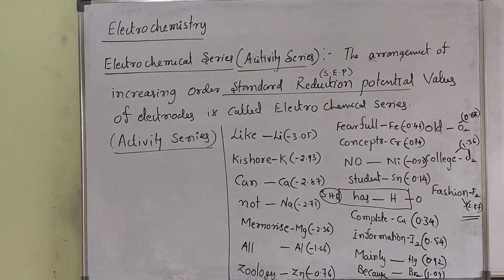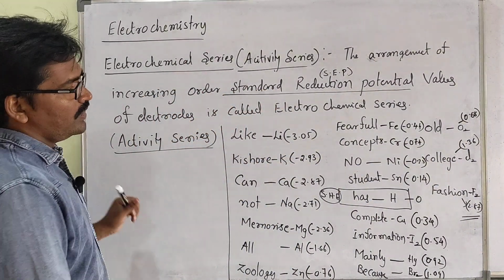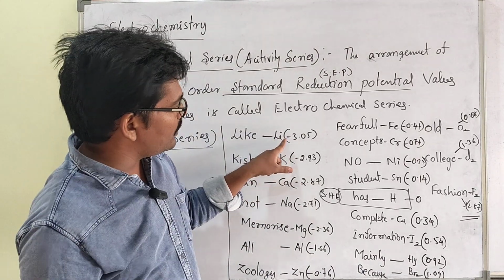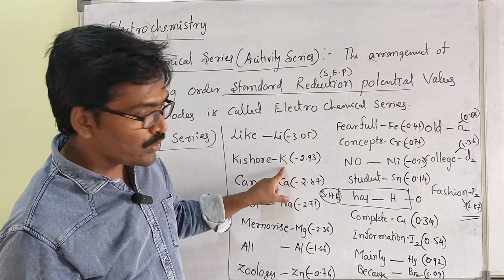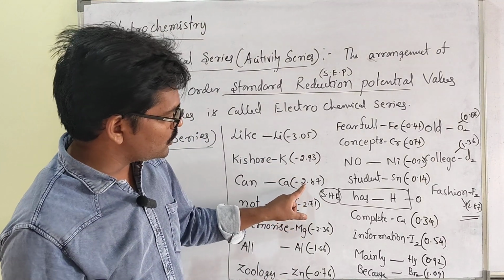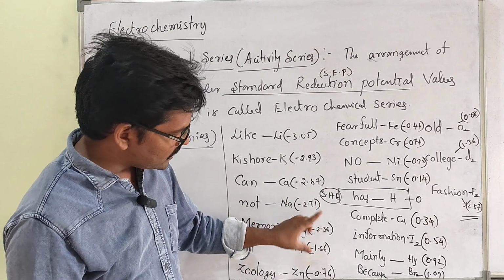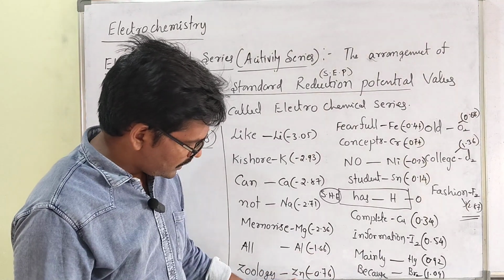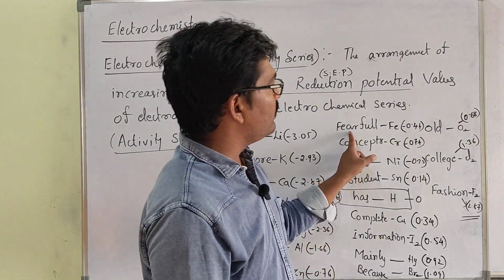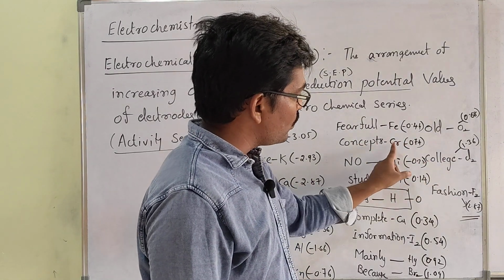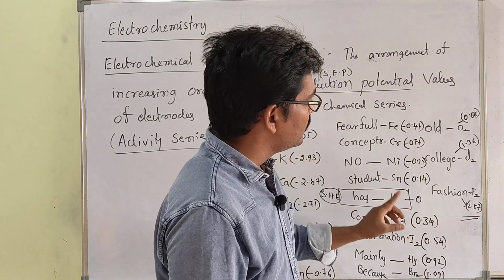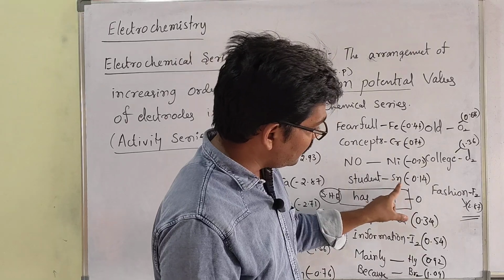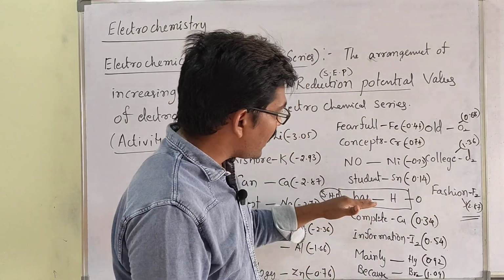Yes, look here, students. All the values are given for each and every one. These are standard reduction potential values from the negative. For lithium minus 3.05, then potassium minus 2.93, calcium minus 2.87, sodium minus 2.71, magnesium minus 2.36, then aluminum minus 1.66, then zinc minus 0.76, then iron minus 0.44, then chromium minus 0.74, then nickel minus 0.25, then tin minus 0.14, then hydrogen 0.